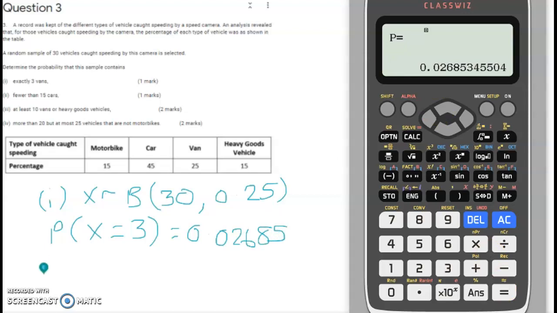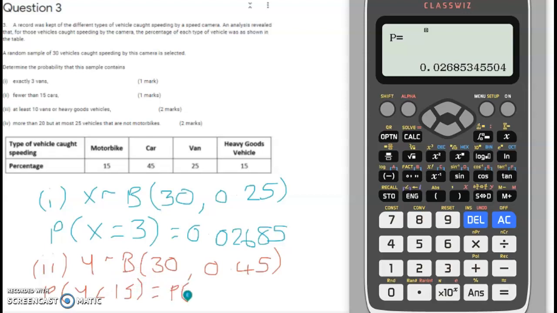Part 2, this time is talking about cars. So I need a new distribution that is binomial, still with a sample of 30, but this time my probability for car is 0.45. This one asks me for the probability that it is fewer than 15. Fewer than 15 means 14 or under, so I can write it like this. And I can either use the tables or I can use the cumulative function on the calculator.